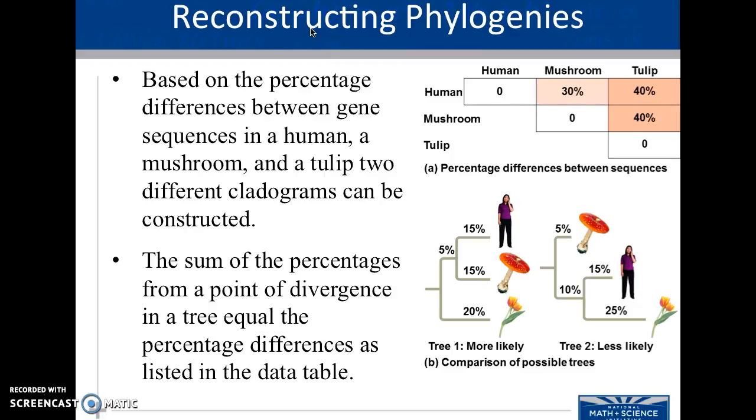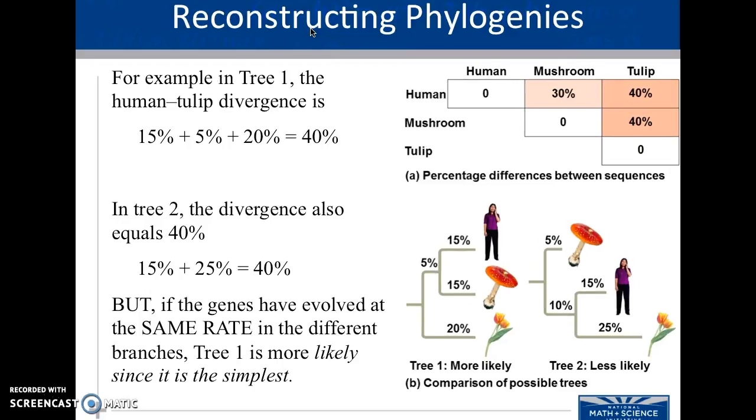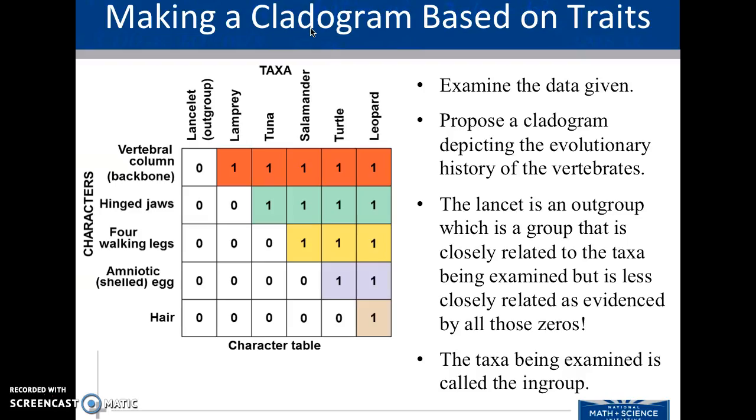Also, based on the differences between gene sequences in a human and a mushroom and a tulip, we've created two different cladograms. Tree 1 is more likely for a variety of reasons, based on the data, and the sum of the percentages from a point of divergence in a tree equals the percent differences as listed in the table, and so tree 1 is more likely. And this allows us to calculate that. We can talk about this in class if we would like.